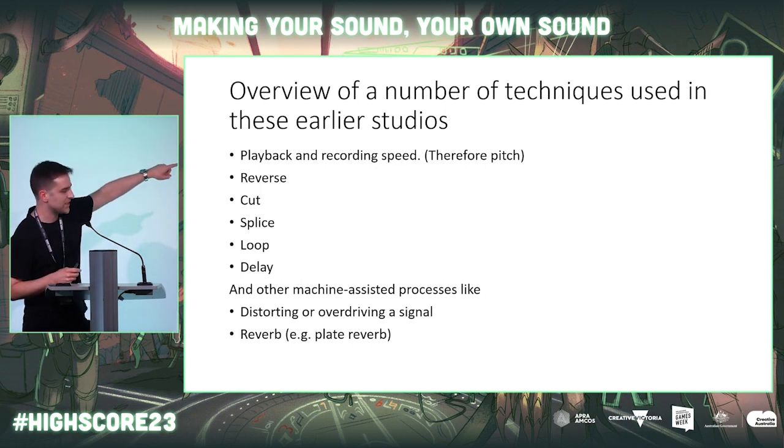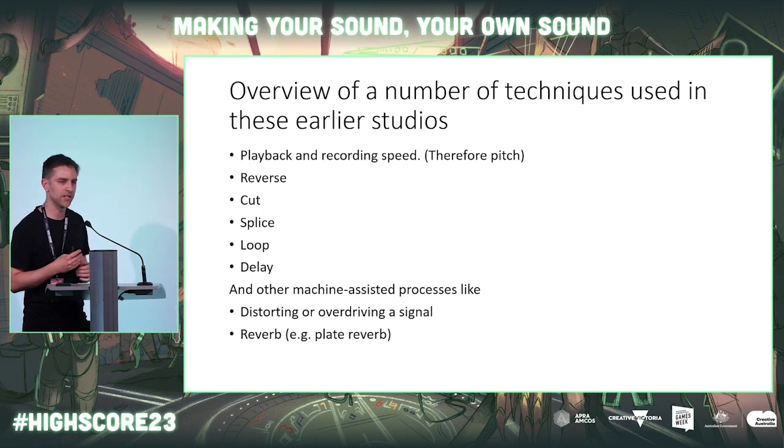One of the most important things that they were able to do with tape is change the playback speed of tape, which would therefore change the pitch. For sound design, it's almost the most integral thing that you can do with creating sound effects for games, films, art, but there's obviously a lot of other things, like reversing, changing the direction of the playback, cutting, splicing, looping, delay, and some other machine-assisted processes, so they could overdrive the signal. They also had plate reverbs back in those days.